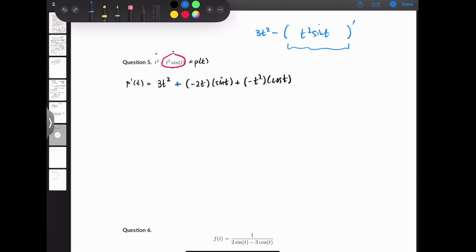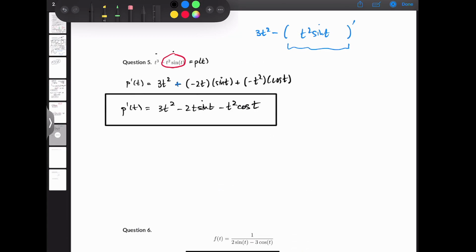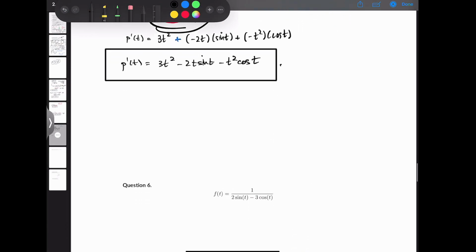All right, so let's see what we can simplify here. Not much. We can just drop some of these brackets to make it look a little cleaner. So 3t minus 2t sine t minus t squared cos t. This is my derivative here. Again, what does this derivative do? It describes the instantaneous rate of change of this function. It gives you the slope of the tangent line.